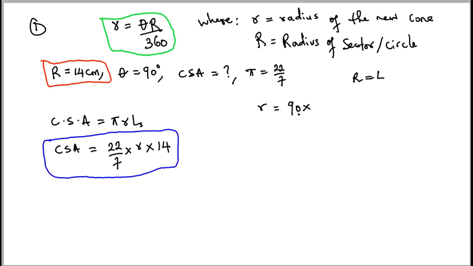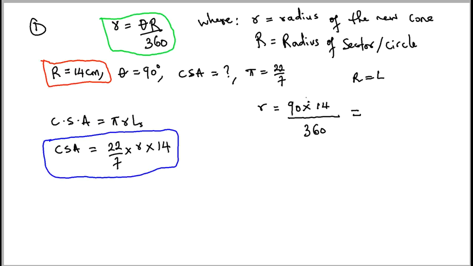90 times, what is your capital R? Your sector radius is 14. The radius of the cone is 14 times 90 over 360. So when we punch this on the calculator, let's solve by multiplying numerator and denominator. We could have cancelled by common factors, but let's not get anyone confused.